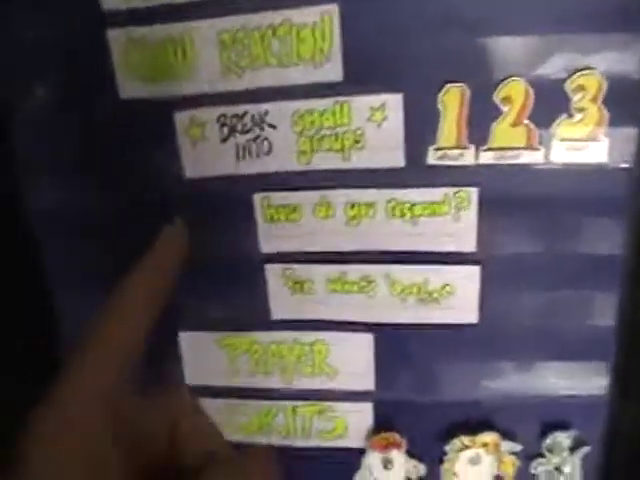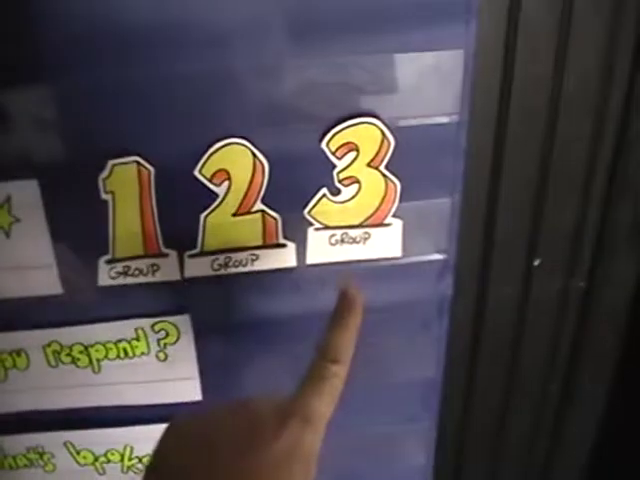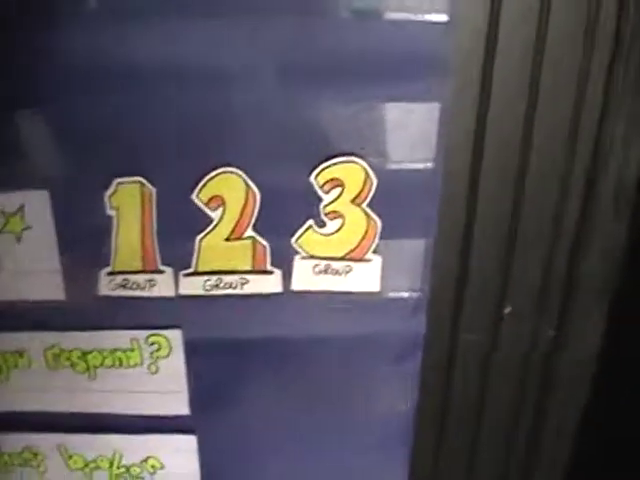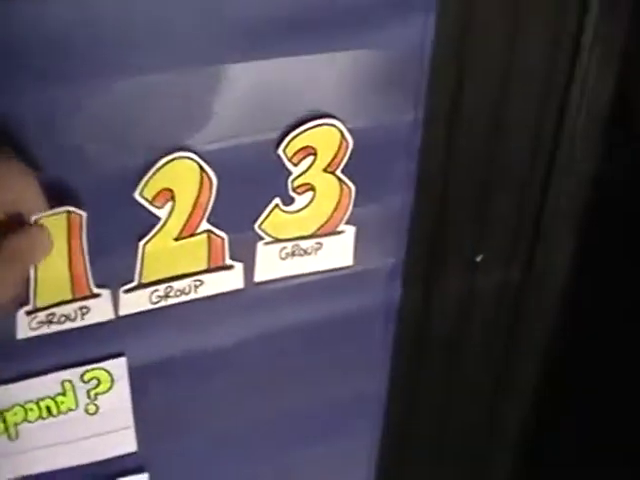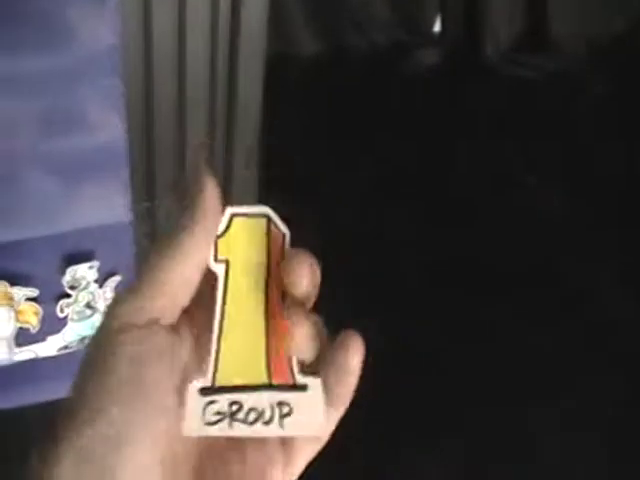But there is one more thing. It has on here break into small groups. You might not always have 3 small groups, okay? You might usually just have 2. But just in case, it's good you have 3. So when you break into those small groups, have one helper in that group. Grab the small group number, okay?